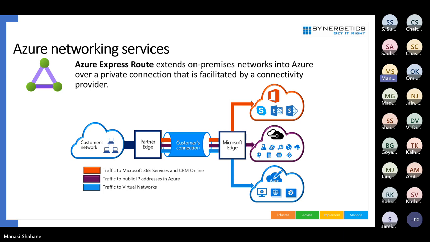You're extending your private cloud onto the Azure cloud, but you want to keep it private, and it requires a lot of bandwidth in order to communicate between these two. Like you're using SharePoint or Microsoft 365 applications, so they require a lot of bandwidth. So if you want to keep that channel private, you will go for Azure Express Route. So this is the other service that is there.